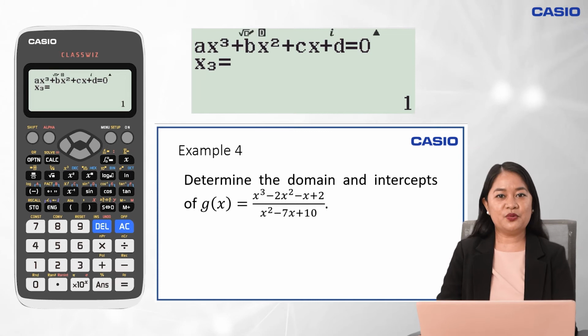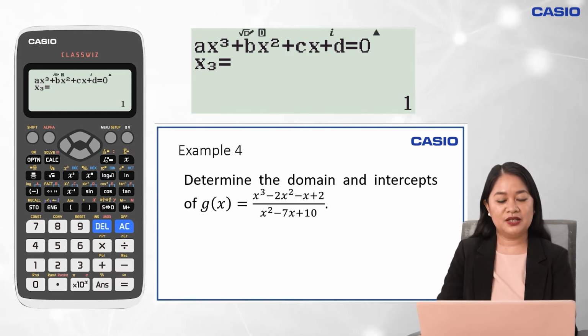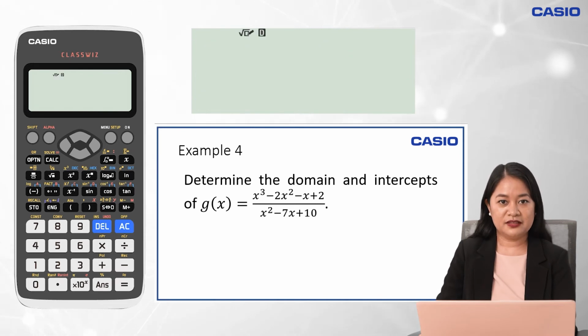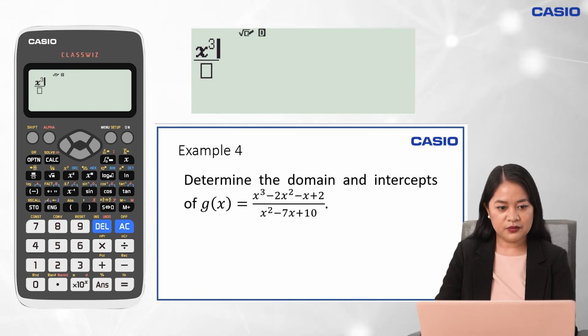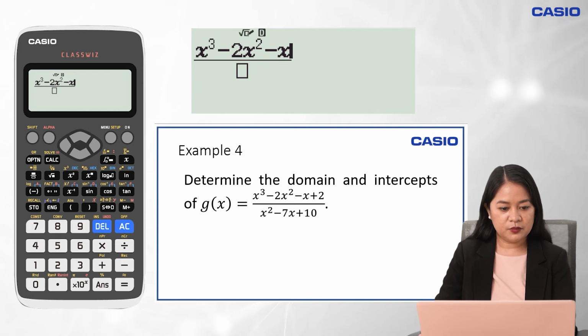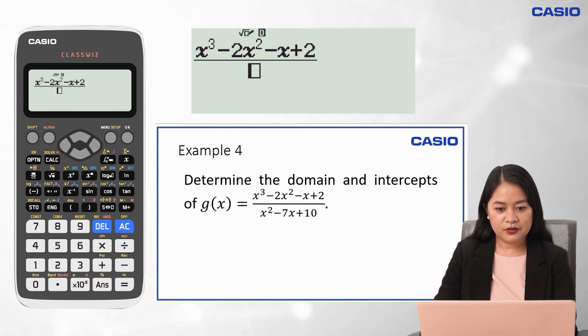Lastly, to identify the y-intercept, substitute 0 for x in this given rational function by using the Calculate menu of the CASIO ClassWiz. So press Menu, 1. Input the rational expression. Press the fraction key, then input x cubed, right arrow key, minus 2x squared minus x plus 2, right arrow key, then we input x squared minus 7x plus 10.